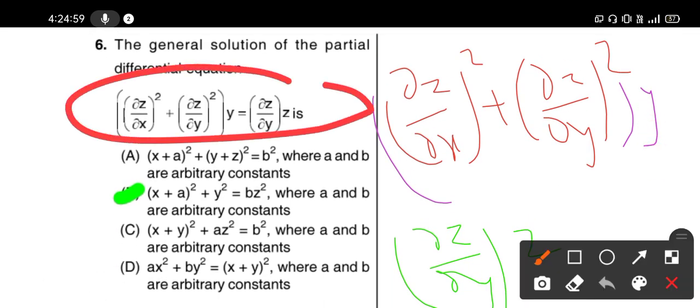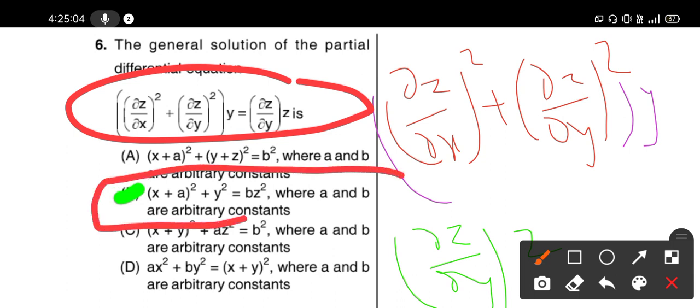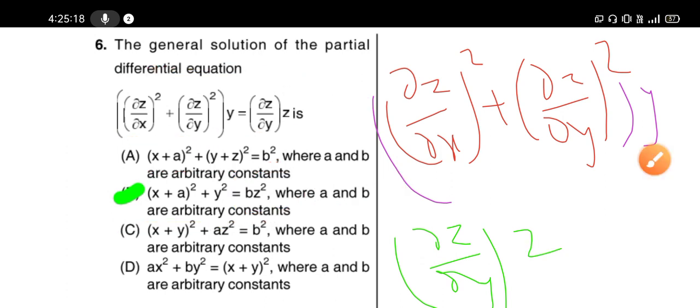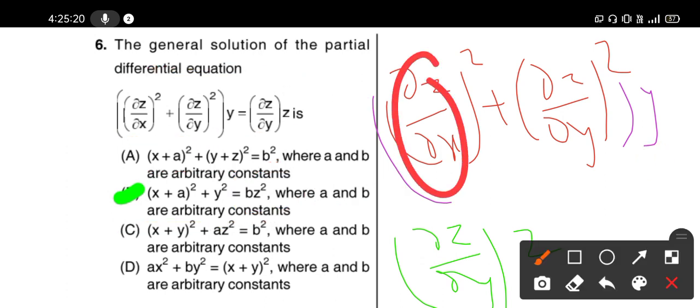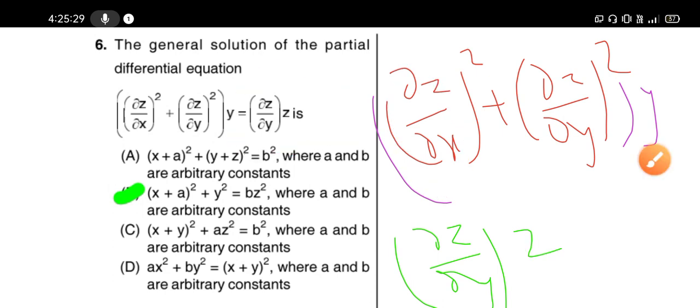here an equation is given. Let us suppose in option B, check here z. Find z, that is (x + a)^2 + 5^2 upon b, and square root on both sides. Here z is given, and first of all find ∂z/∂x and ∂²z/∂y², plus ∂z/∂y plus its square into y. Finally we get ∂z/∂y into z. So option B is correct. Here equality holds for both.